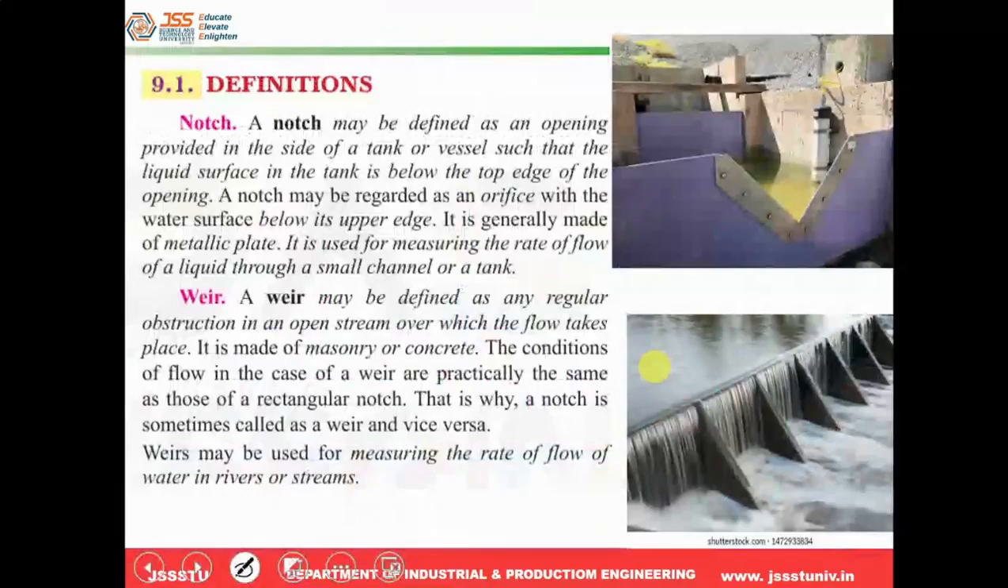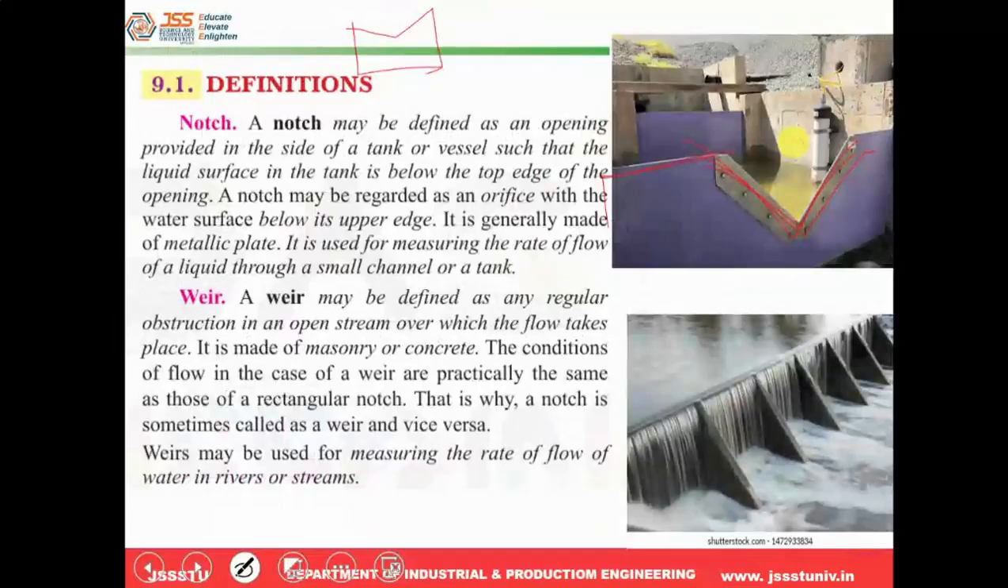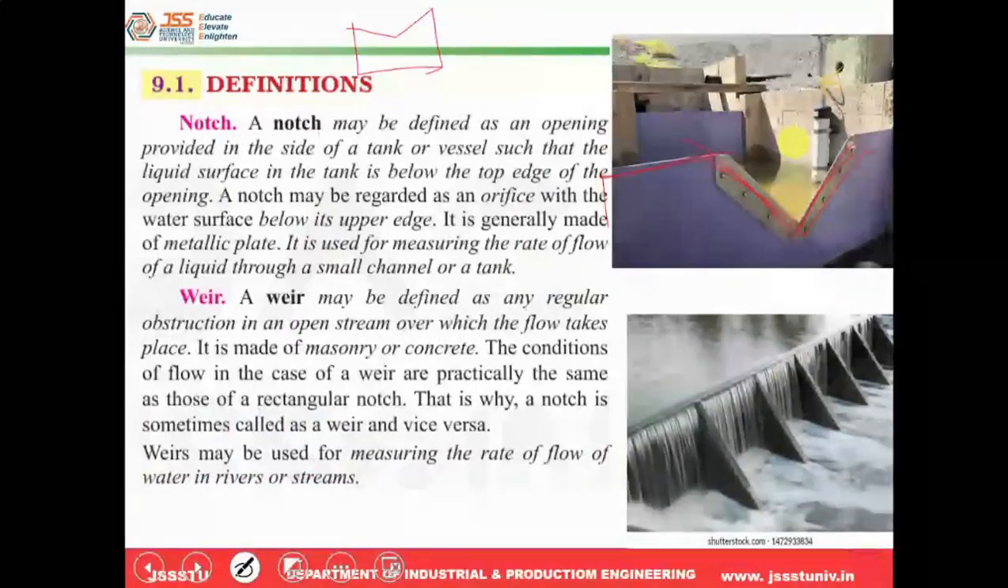Okay, so now let's come to the last part of these flow measuring devices, that is notch and weir. So a notch is basically used to measure the flow rate in a channel. They use plates like these to measure how much is flowing in a channel. Basically these plates are made of metal. There are different types of notch shapes: V shape, rectangular shape, trapezoidal shape, or stepped shape like this. This is used to measure the flow rate across the channel.